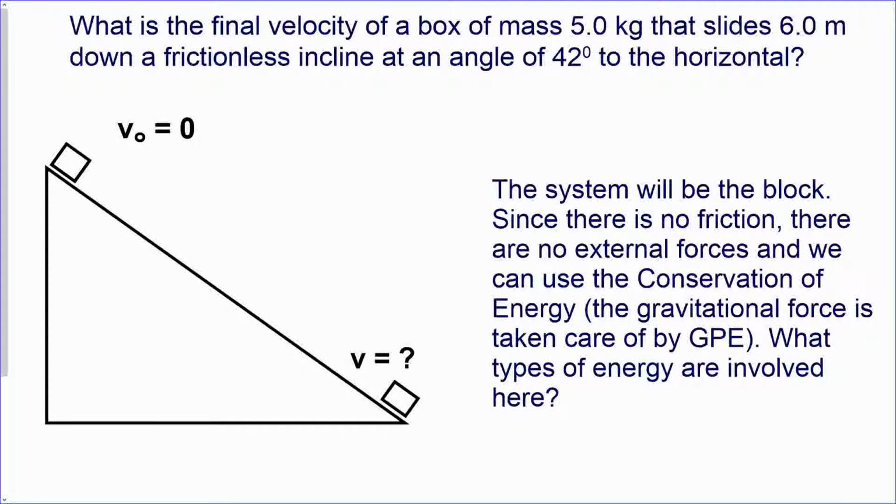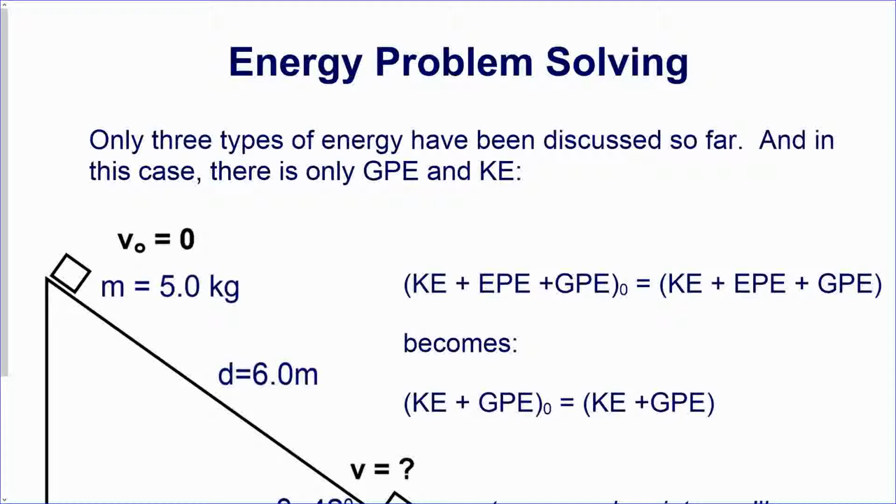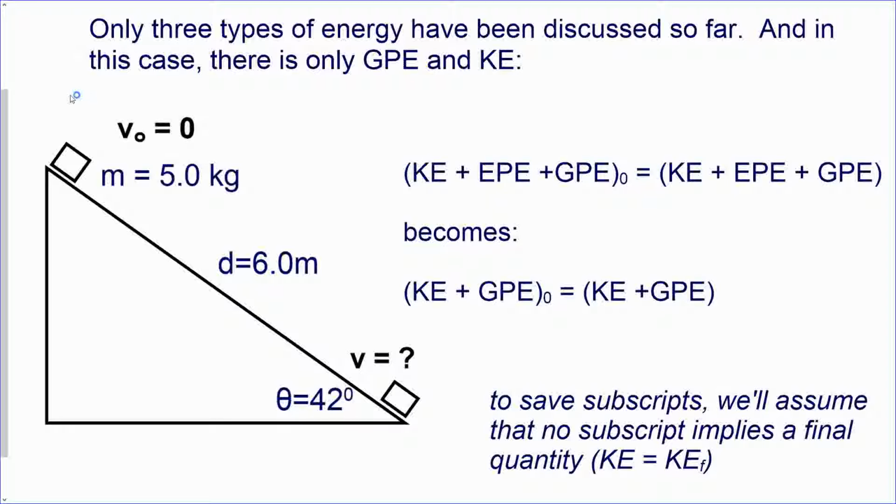What types of other energy are involved here? Only 3 types of energy have been discussed so far, and in this case, there isn't any spring. So that means only gravitational potential energy and kinetic energy. So we're going to look at what we start with and what we end with. We start with a velocity of 0 meters per second. We end up with a velocity, well, we don't know. We know that the displacement of the incline, from the top to the bottom, is 6.0 meters, and we know the angle of the incline is 42 degrees.